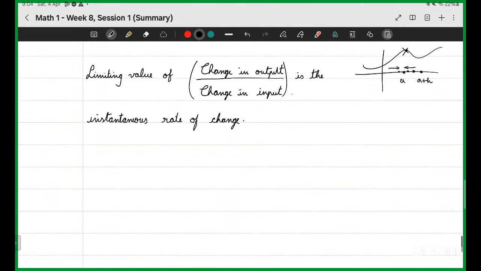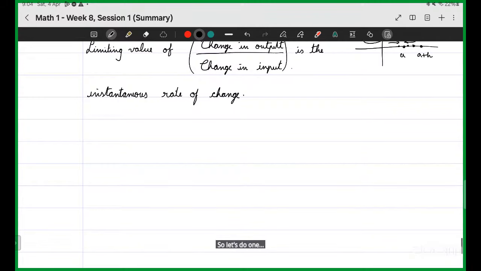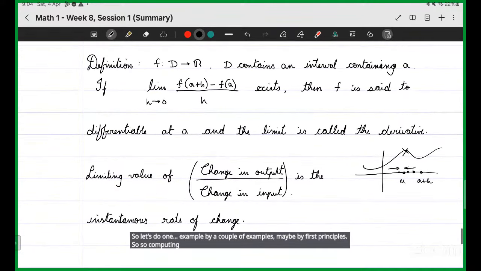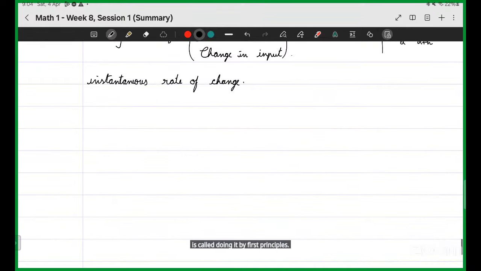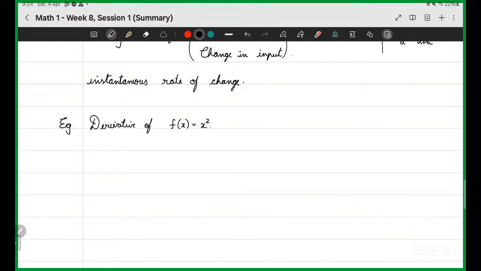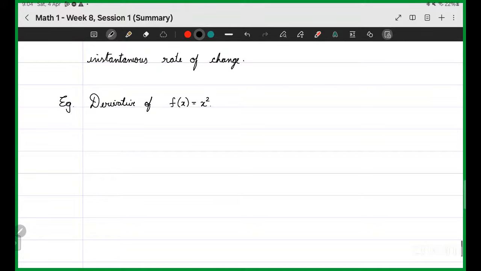Right. So let's do a couple of examples, maybe by first principles. Computing the derivative this way is called doing it by first principles. So let's do a couple of examples. What is the derivative of x squared? f of x is equal to x squared. First, let's do x, then we'll do x squared.